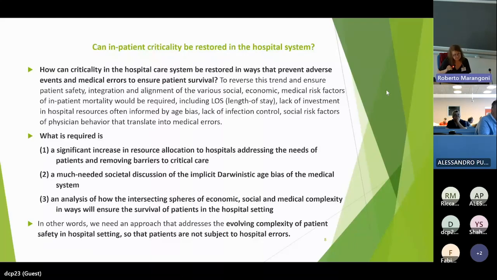So in terms of a point list, what would be required is a significant increase in resource allocation, removing barriers to critical care, a discussion about the implicit Darwinistic age bias of the medical system, a discussion about the value of older populations to society, and a discussion of how the intersecting spheres of the economic, social, and medical complexity ensure the survival of patients in the hospital setting. In other words, we do need an approach that accounts for the evolving complexity of patient safety in the hospital setting so that patients are not subject to hospital errors. Thank you very much.